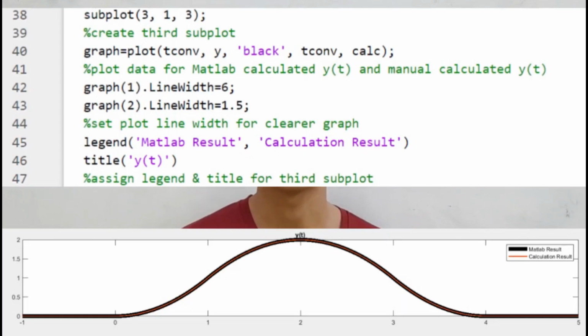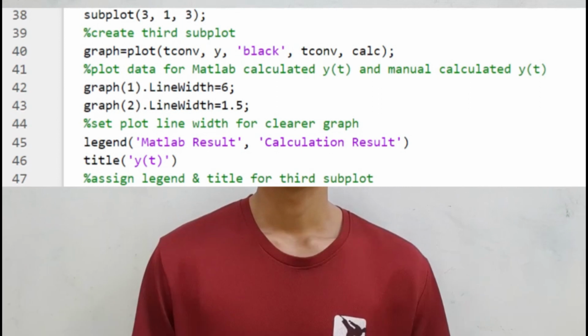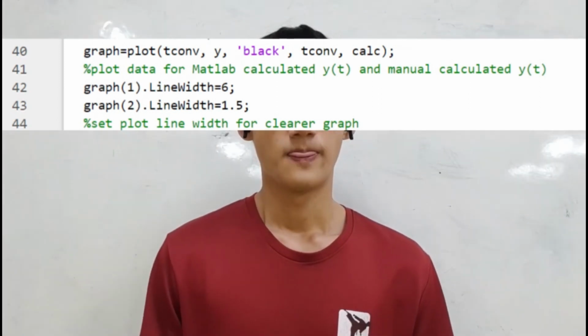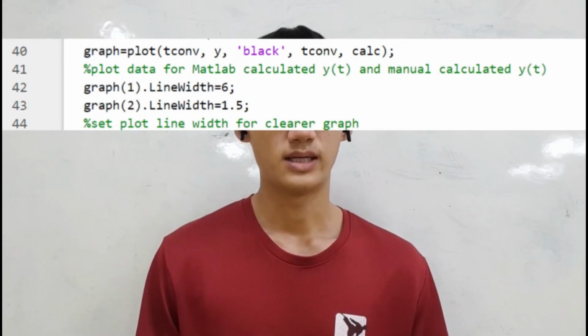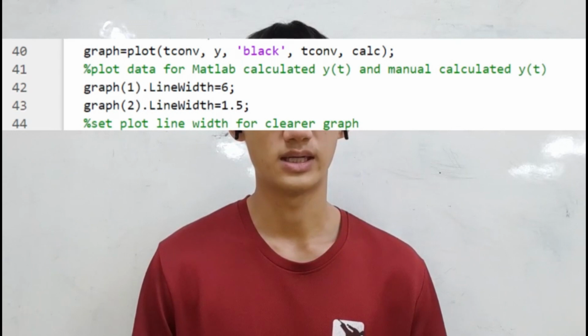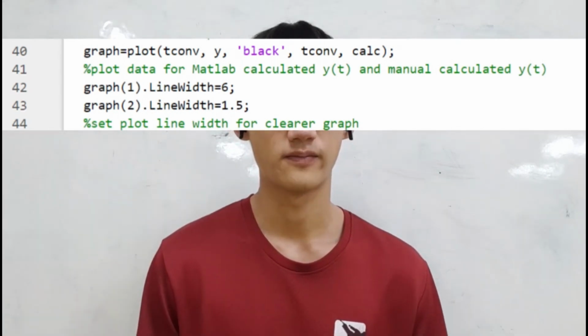So the last subplot is to plot two signals. One is y(t) that we obtained from MATLAB calculations, and another one is the y(t) that we obtained from the manual calculations. So if you look at lines 42 and 43, the MATLAB calculated y(t) will be thicker than the manual calculated y(t) when they are plotted onto the graph.